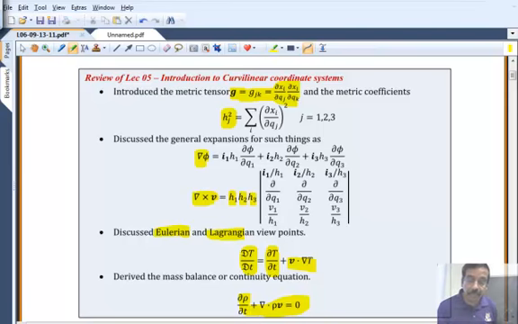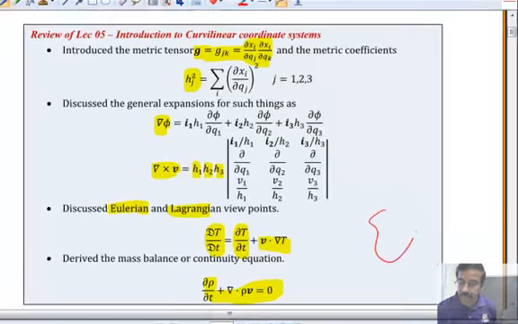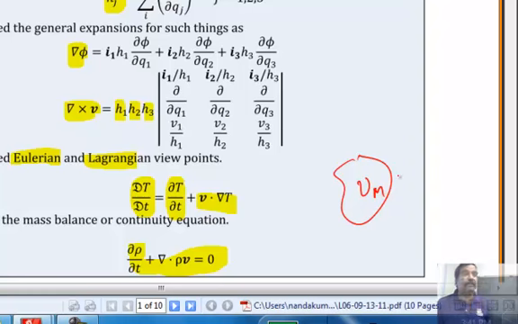Towards the end of the last lecture, we actually ended up developing this continuity equation, the mass balance equation, by taking an arbitrary material volume, Vm. Because it is a material volume, nothing can come in, nothing can go out. So the rate of change of mass inside that material volume is zero. That's what mass conservation tells us.